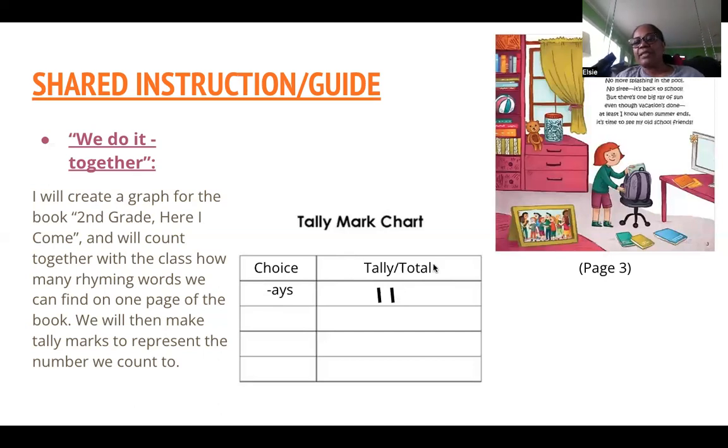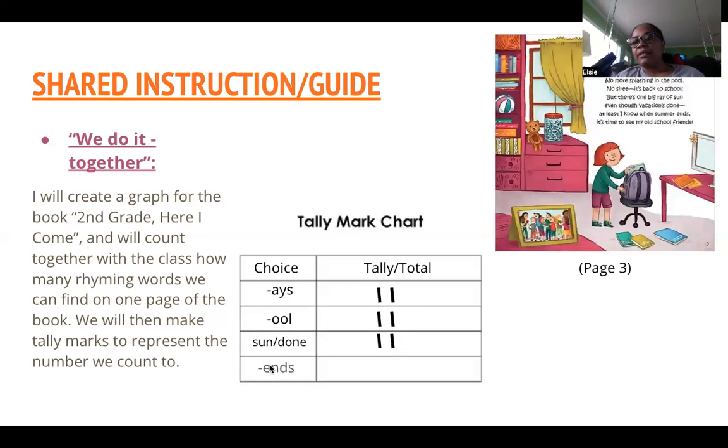And the next 2 sentences, pool and school. So we're gonna go with the end of the word oo, which is pool and school. So how many? It's 1 and 2 words. And we're gonna go with the next 2. Ray of sun, vacation's done. So we have sun and done, 1 and 2. So we have 2 rhyming words.